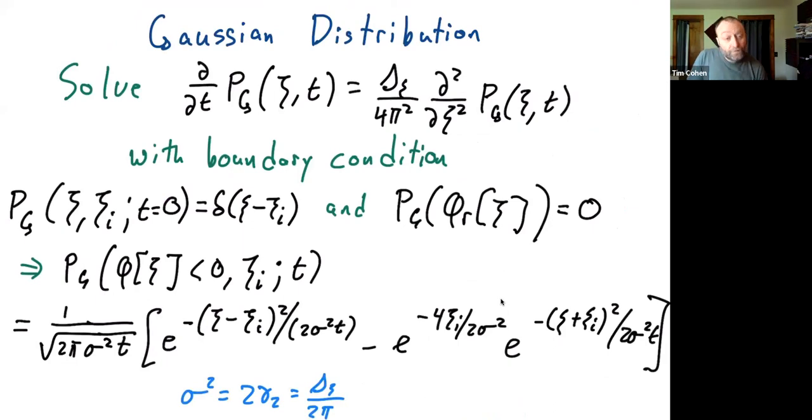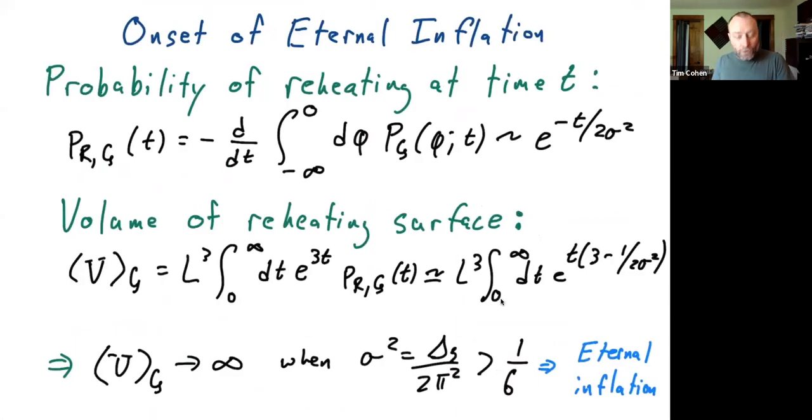So we can solve this for a Gaussian distribution. We can take the Gaussian limit, solve this, and actually compute the Gaussian probability distribution concretely. It looks like this. And we can use it to compute the onset of eternal inflation. This is from classic papers of Nima and others. So you can basically compute the probability for reheating by integrating this probability distribution from minus infinity to 0.